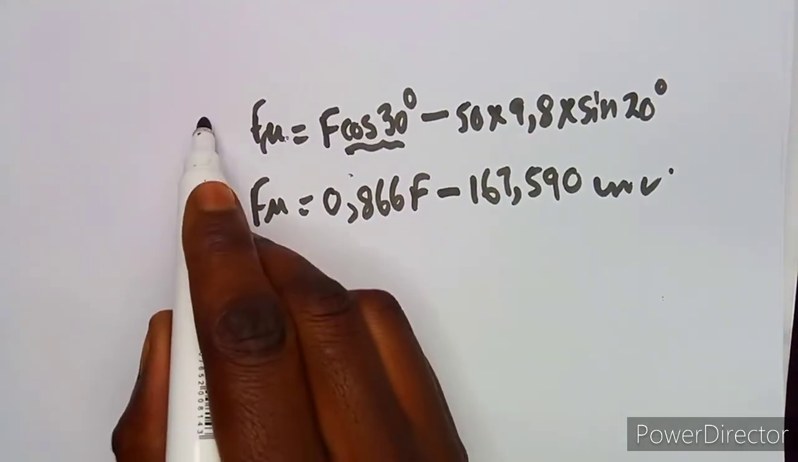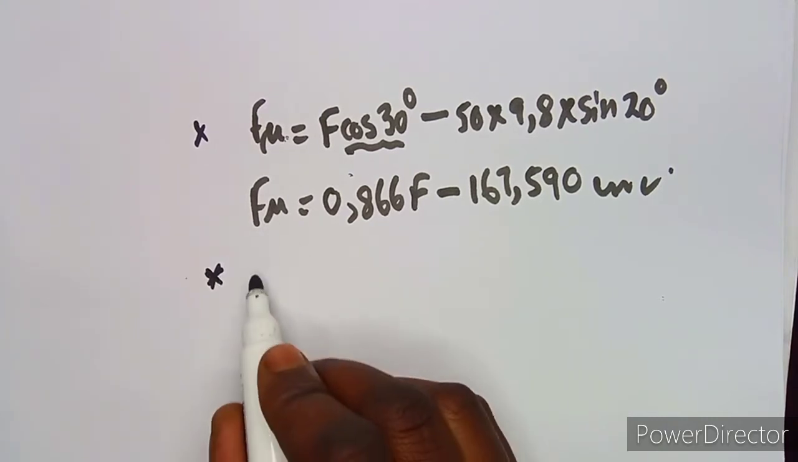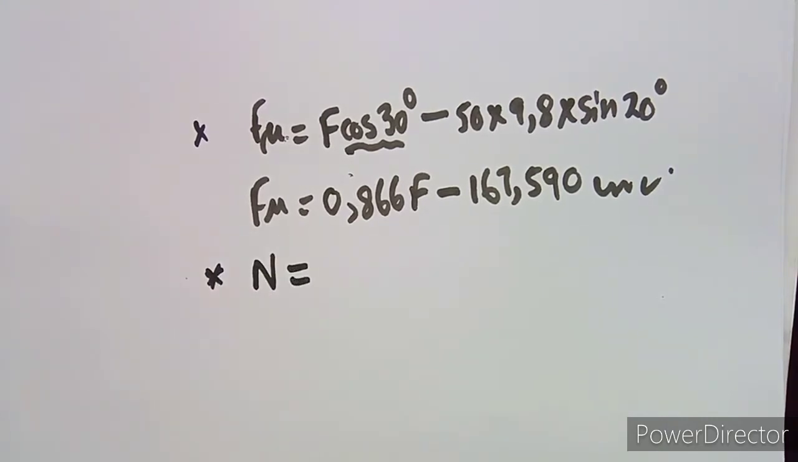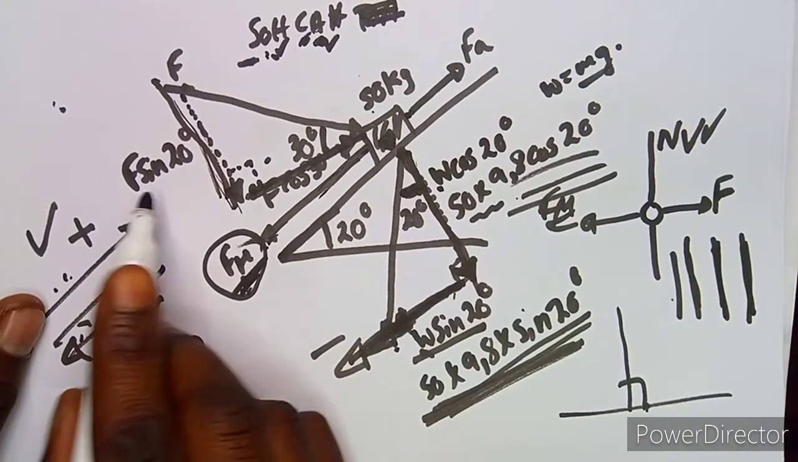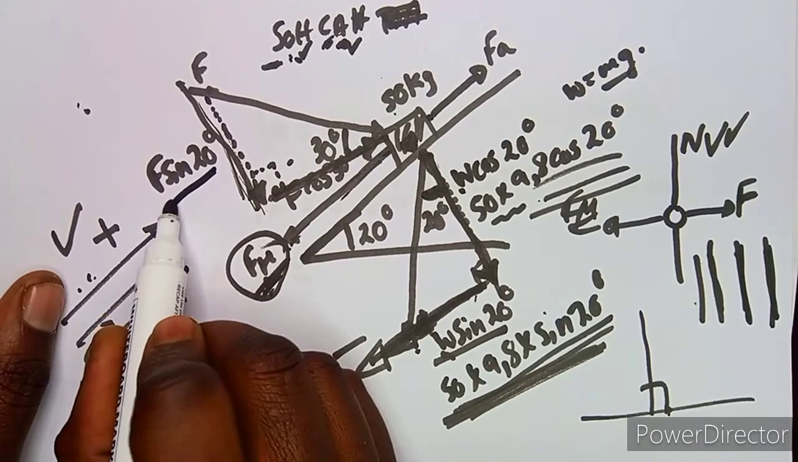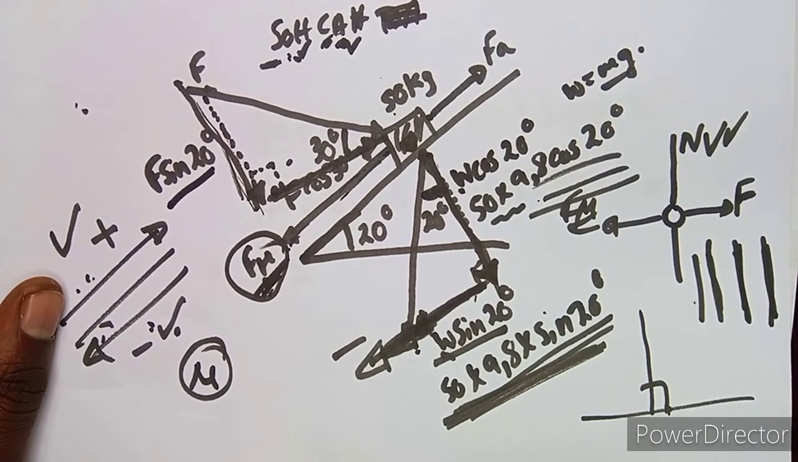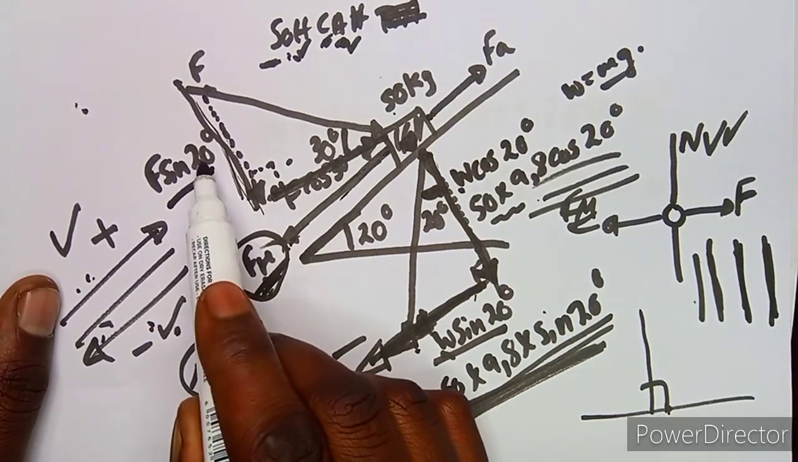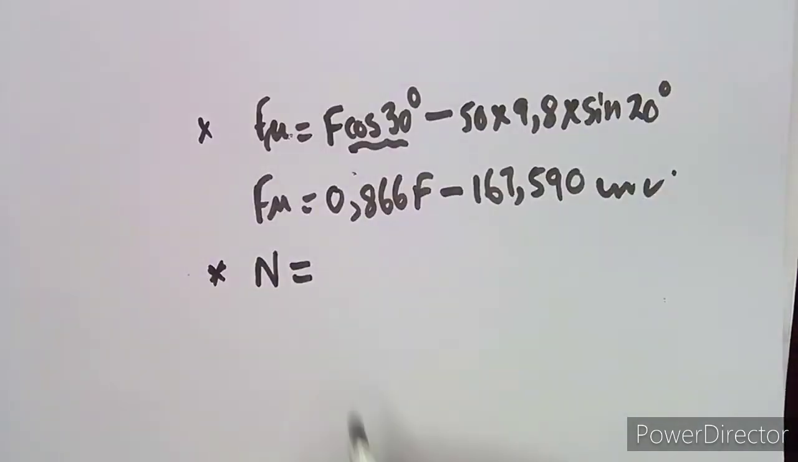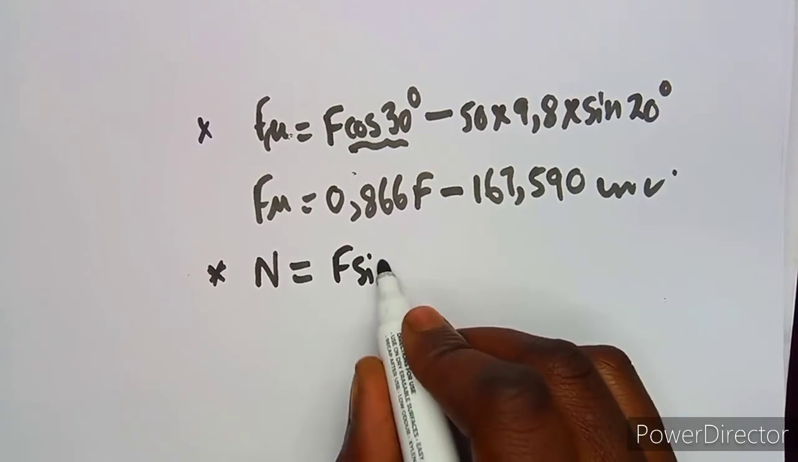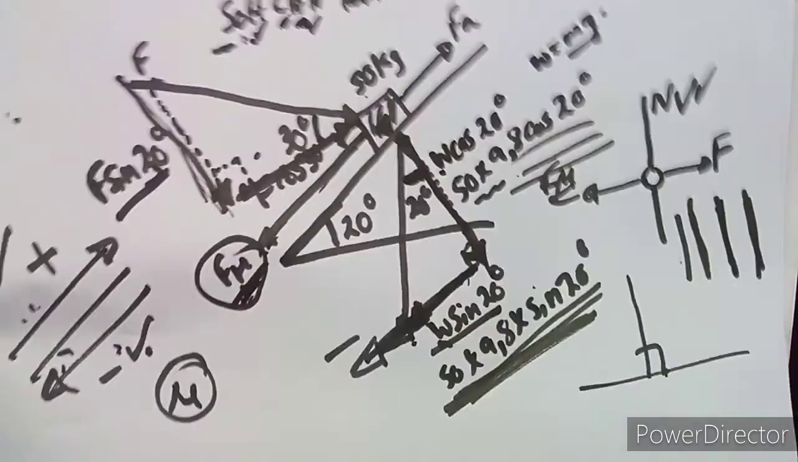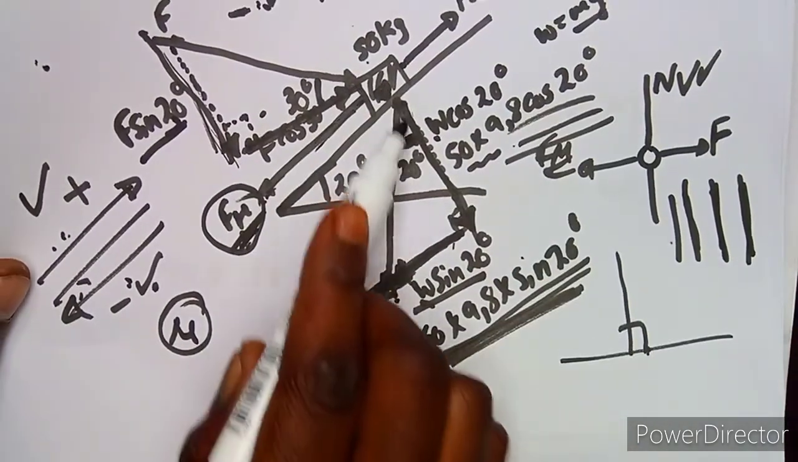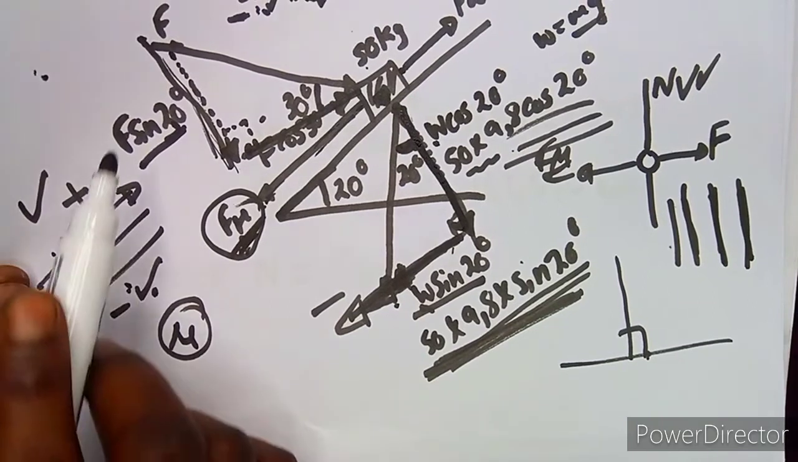So that was the first part. We move on to the second part, which is our N, which is equal to, like I said, just add these together because they are facing the same direction. So it's F sine 20. So it's F sine 30, not 20. This is 30 there. So we're going to have F sine 30 degrees plus, because we are moving in the same direction with this one. These ones, we're talking about these ones.